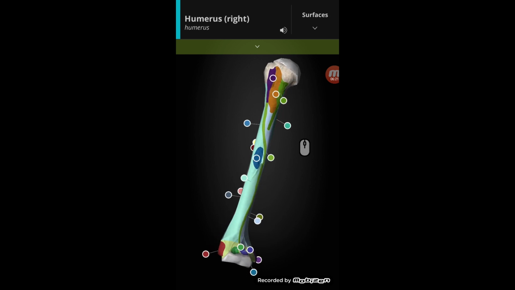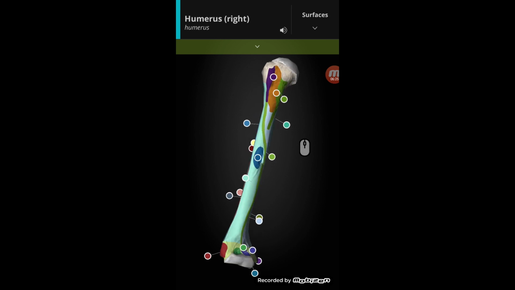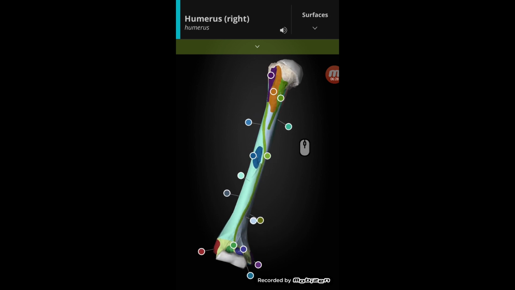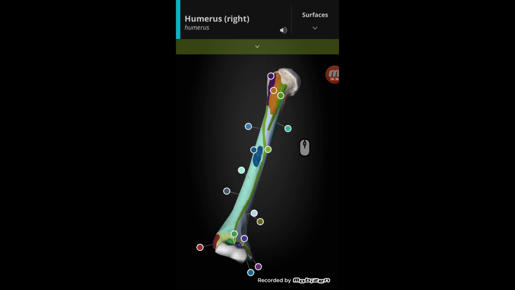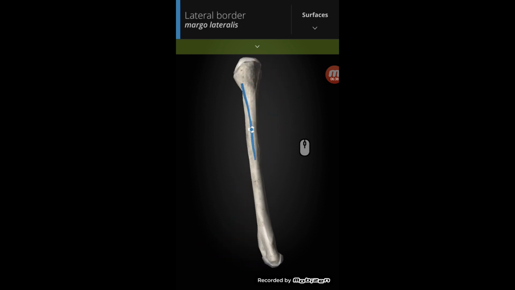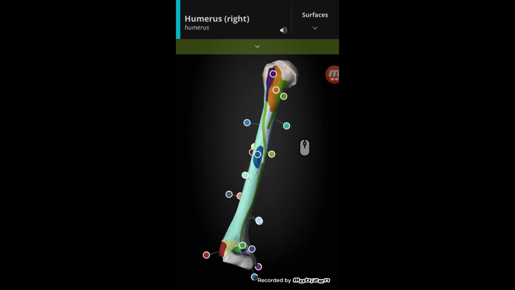Now you can see I have discussed some points with you, and here you can see that there are two borders. One is called the medial border, which is towards the center of the body, and the other is the lateral border. But in this case we have two extra surfaces because of the peculiar shape of the humerus. So we will discuss how it makes the shape.